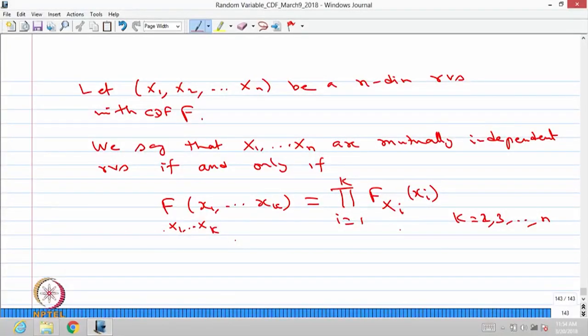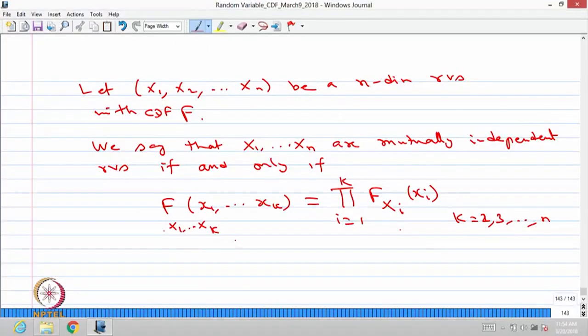Whenever we say more than two random variables are independent, that means by default they are mutually independent. Many times we won't write the words mutually independent again and again when we discuss more than two random variables, but whenever we have more than two random variables and we use the word independent, that means they are mutually independent. That means the independence condition is satisfied for all forms of collections of random variables.